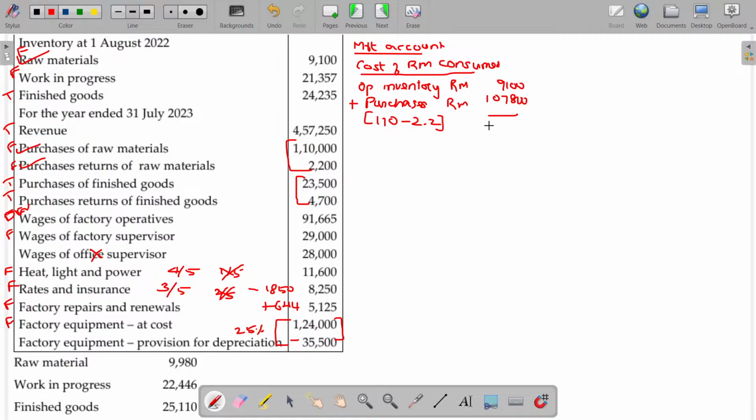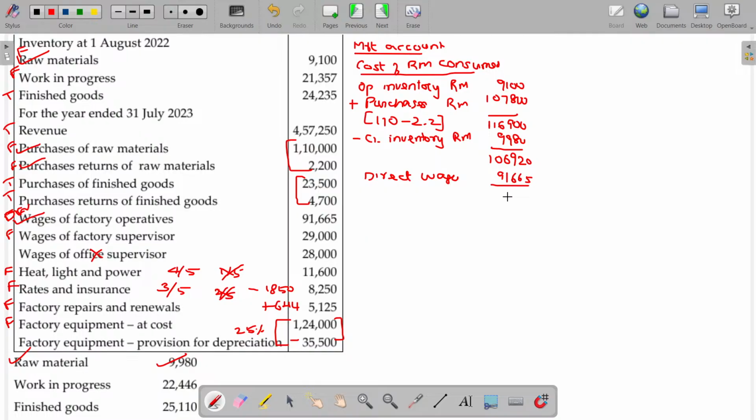And the total value being 1,16,900, minus closing inventory of raw material. Closing inventory of raw material here is 9,980. Should be subtracted. Then the value being 1,06,920. Direct wages and royalty, if any, will be addable. Factory operatives will be called direct wages. So this one, 91,665.